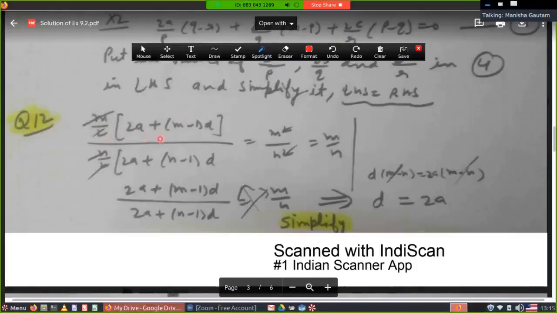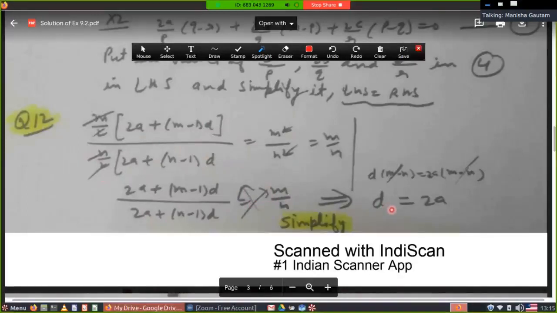For m terms, m by 2 into 2a plus m minus 1 into d. For n terms, n by 2 into 2a plus n minus 1 into d. That is equal to m square upon n square. I have cancelled m by this m and n by this n, and 2 by 2. What you are getting is 2a plus m minus 1 into d upon 2a plus n minus 1 into d, that is equal to m upon n. You can cross multiply these two statements.